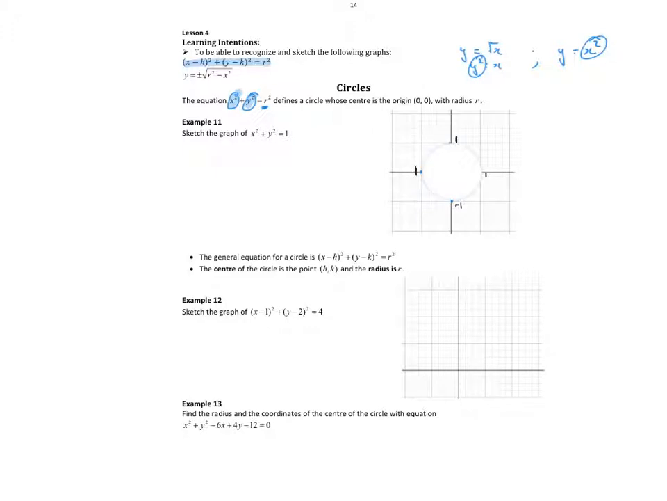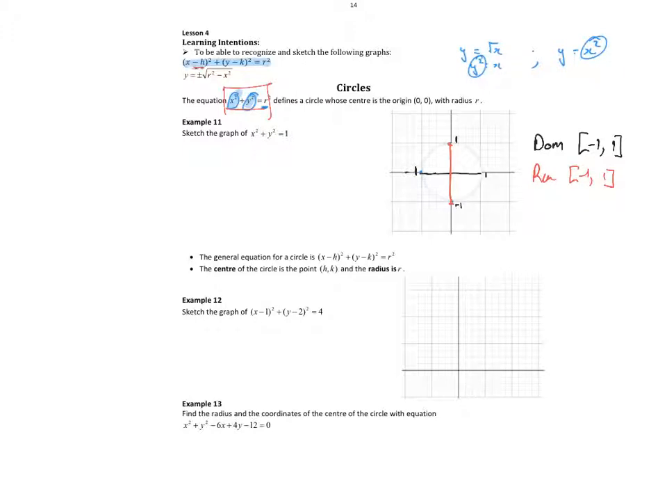So let's think about what the domain is. The domain is those x values, isn't it? So my domain clearly is from negative 1 to 1. My range is these values here, which again is going to be from negative 1 to 1. So the key is x squared plus y squared tells me straight away it's a circle.